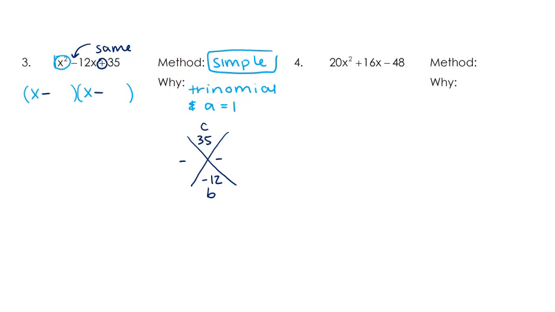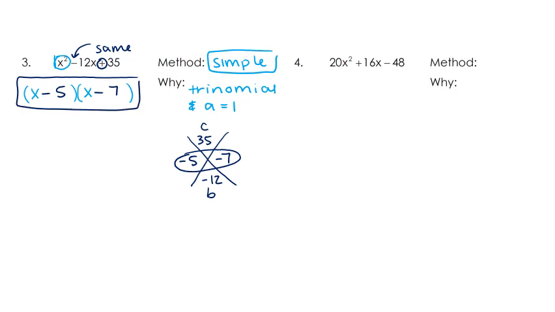So 1 and 35 would not work. 2 doesn't go into 35. 3 doesn't go into 35. 4 doesn't go into 35. But 5 does. It would be 5 and 7. If I have a negative 5 and a negative 7, that would multiply to be positive 35, but add to be negative 12. So then those are the 2 numbers that I'm going to put into my parentheses here. And that is my final answer.